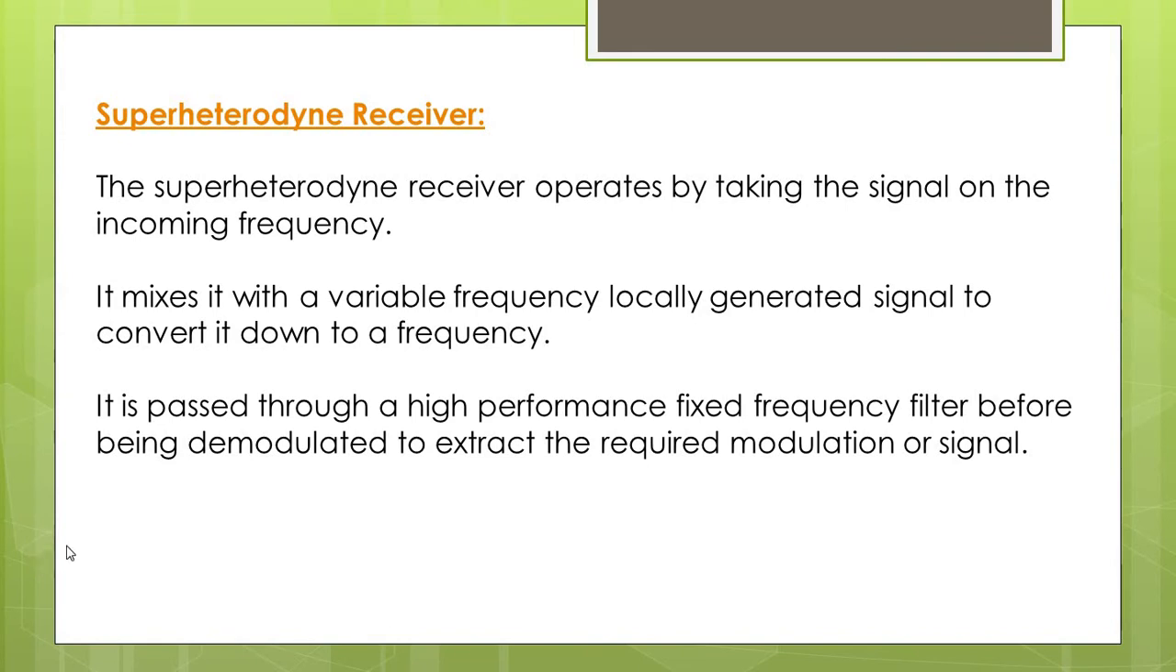So this is the principle of super heterodyne receiver. Super heterodyning means mixing of signals. Here the two signals which are mixed are the locally generated signal and the other signal which is coming from the antenna. Both of these two signals are mixed, which gives rise to the process of super heterodyning, which is known as mixing.